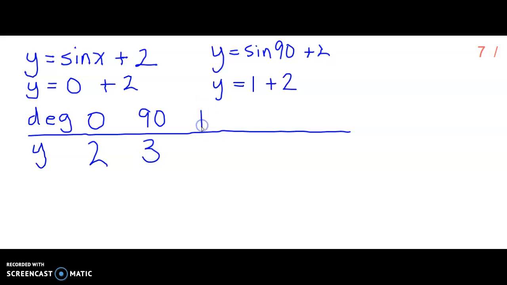180. 270. The sine of 270 is negative 1. Negative 1 plus 2. Sine of 360, back at 0. 0 plus 2.